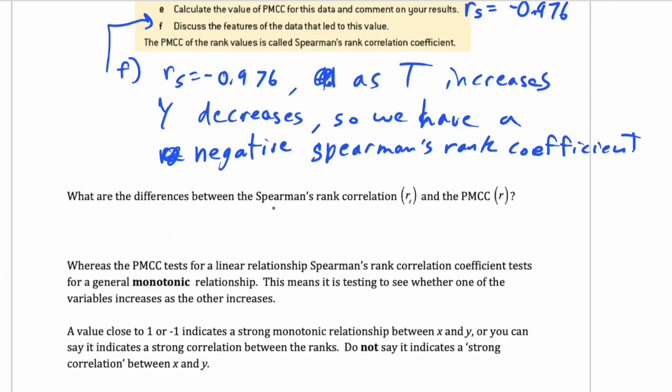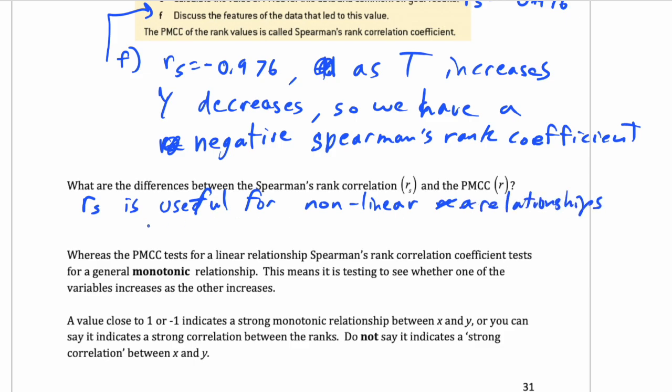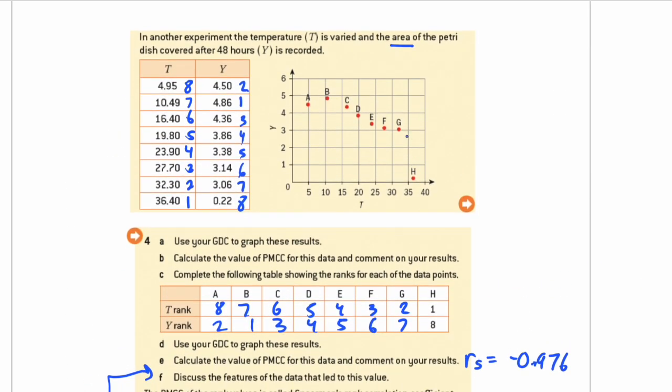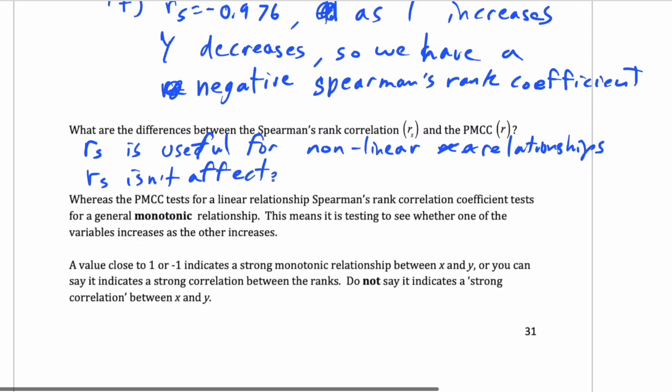Okay, so what are the differences? Well, RS is useful for non-linear relationships. Okay, also RS isn't affected so much by outliers. Like this outlier up here, it didn't matter so much that it was way down, and still the rank was the lowest one. It's not affected by outliers.